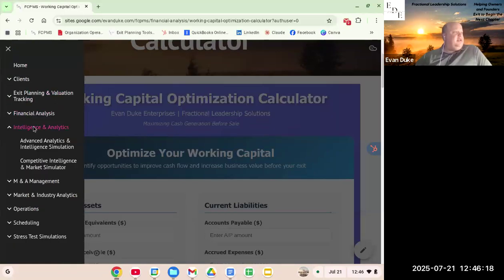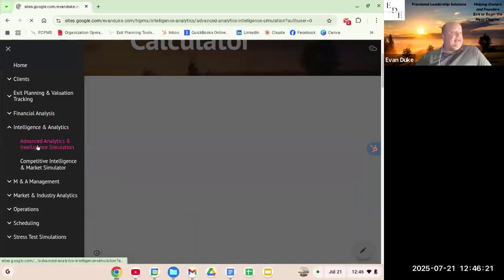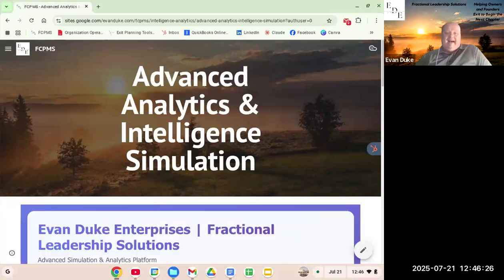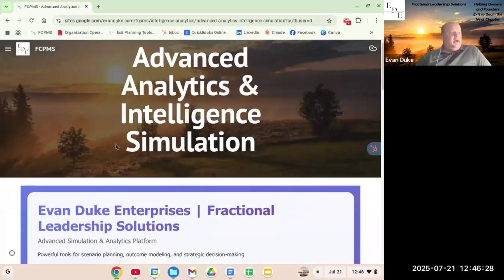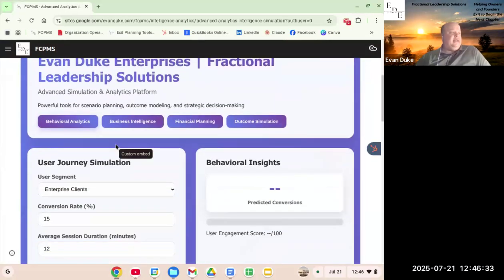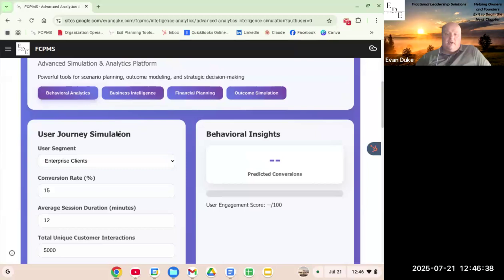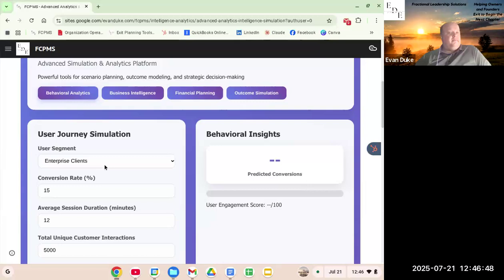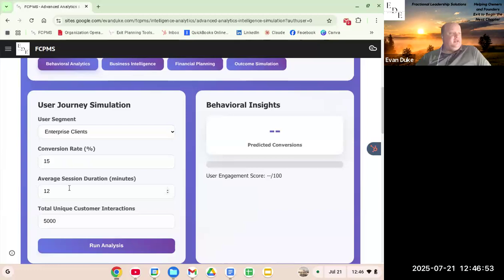The next module we're going to look at is intelligence and analytics. Analytics are key, and early on in my career, I did a lot of analytics work. And here, what we're going to be looking at is we're going to be trying to do a lot of analysis about our clients. And obviously the user, that user that refers to clients, and we can identify based on the user segment where we are, the conversion rate, average session duration.